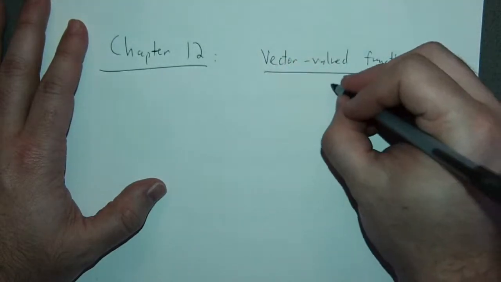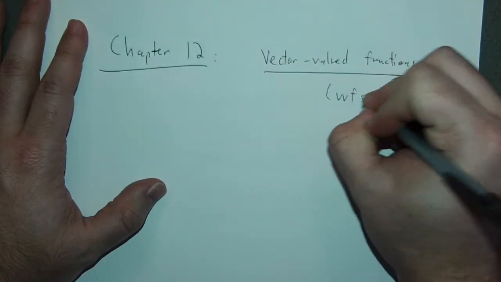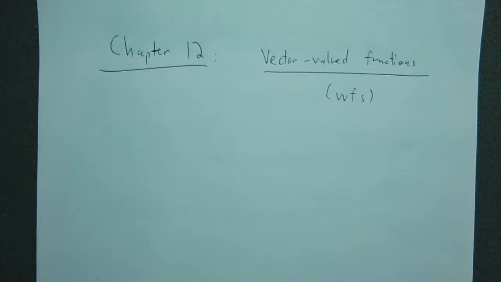Vector valued functions, or VVFs, as I will abbreviate them for the rest of the course. Okay, what is a vector valued function? The obvious description is it is a function that is vector valued, right? And I'm really not just saying that. That is exactly what it is.